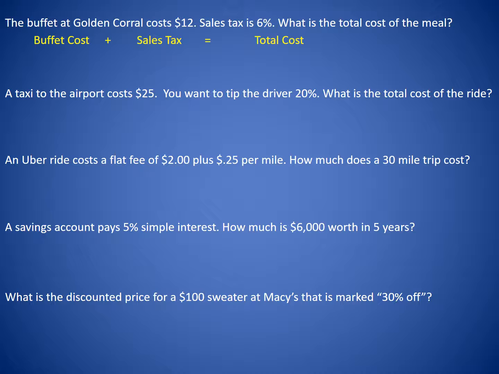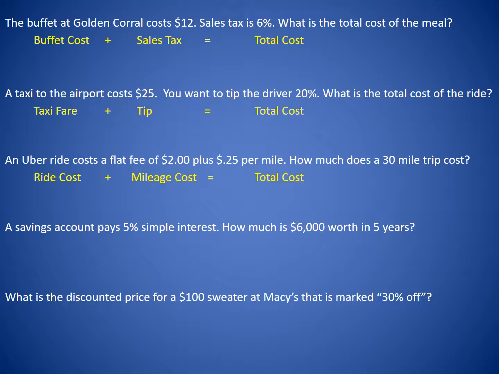A taxi to the airport costs $25. You're going to tip the driver 20%, and then there's the total cost. So we have a fee of $25. You have a tip that you have to add on top of that, and those two will give you the total cost of the ride. So again, the taxi fare itself plus the tip is going to give you the total cost. Let's go to the third one. An Uber ride. So there's a flat fee, or the cost of the ride, plus there's a mileage piece, right? And if you add those two costs, then you should get the total cost of the trip.